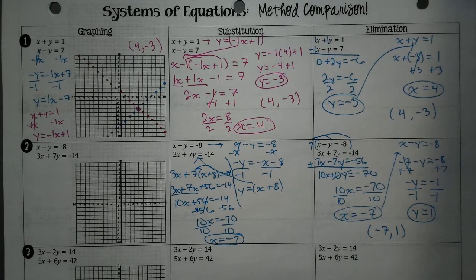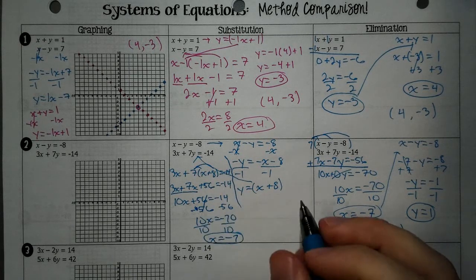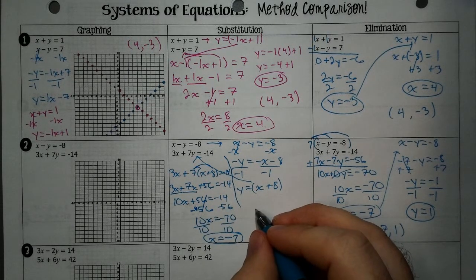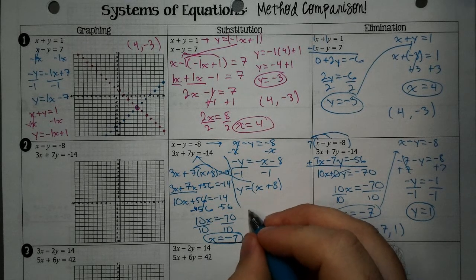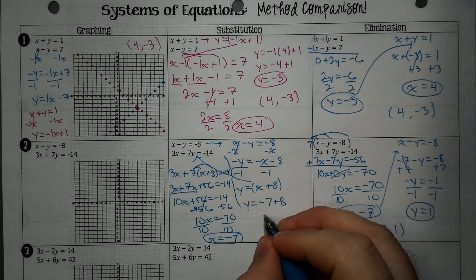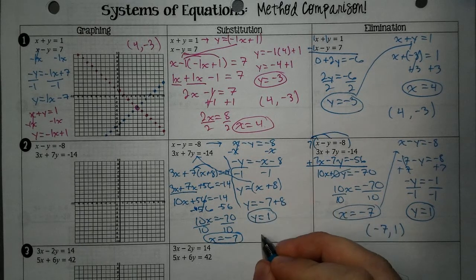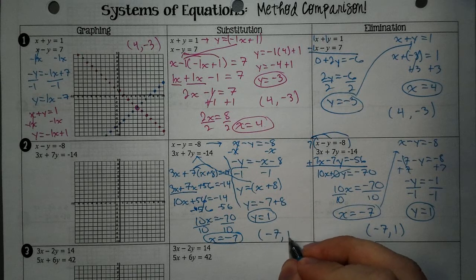So I've got my x value. I'll go back and plug it in to one of my originals. I'm just going to plug it into this one right here. y is equal to -7 plus 8. -7 plus 8 is 1. And once again, we get -7, 1.